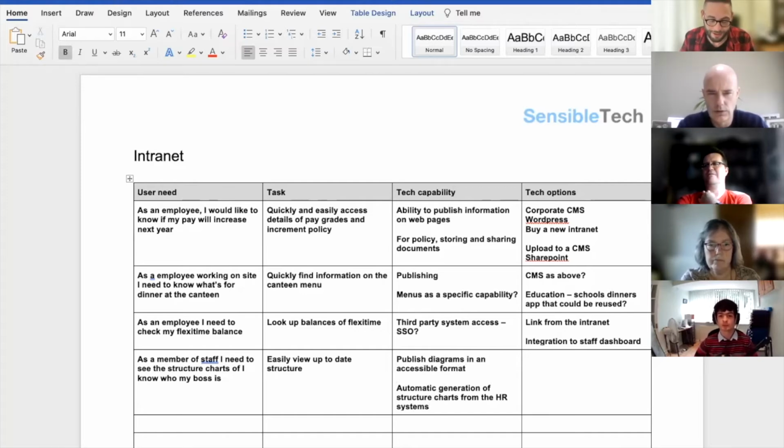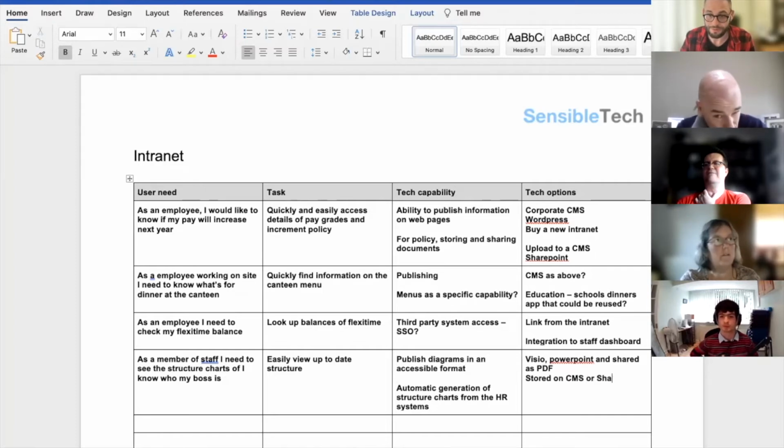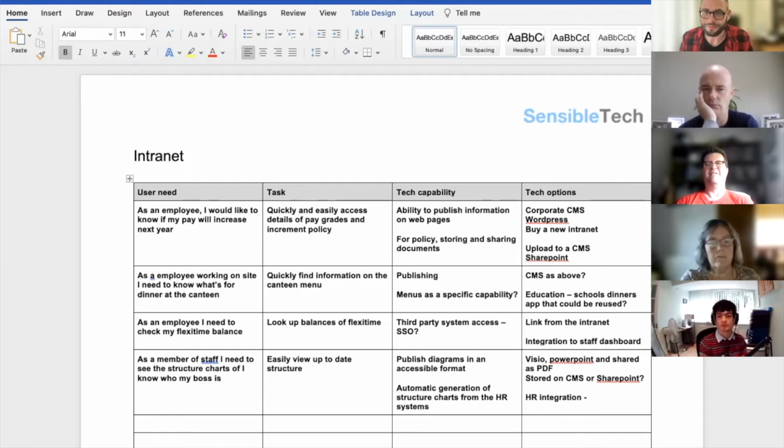So again, if we're publishing diagrams, we could do the usual thing of drawing them in Visio or PowerPoint and sharing them as PDF, stored on the CMS or SharePoint, say, just as an example. And then if we're looking at HR integration, well, what seventh circle of hell will that involve? Probably some kind of development work on some platform, perhaps Power Apps or something, I don't know.